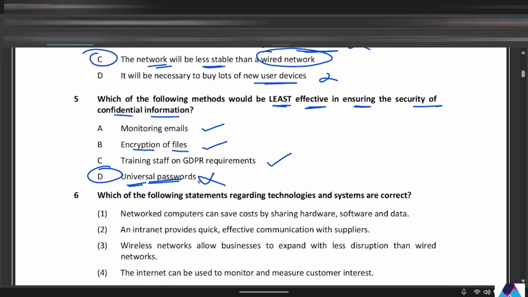I mean, you should update your passwords. You should change them regularly. You should not give access to everyone, only the ones that you trust. And even after sharing the password with the ones that you trust, you should make sure that it is regularly updated and kept in check, right? And when it says a universal password, which means the same password for everyone, then how will it ensure the security of confidential information, right? So that's why the answer is D. This is the least effective, the worst security for confidential information.